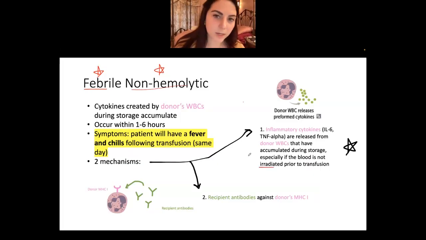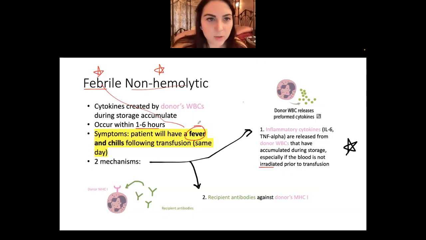If you don't irradiate blood before you give it to a patient, what can happen is the donor's white cells, like the neutrophils within the donor blood bag, during storage, just sitting in the fridge, just start making cytokines. It just happens. And usually you irradiate the blood and that gets rid of these cytokines. But in this instance, you forgot, or you didn't do it soon enough before the transfusion. This can happen anywhere within 1 to 6 hours after, but within that same day the patient's going to have a fever and chills. So fever, febrile, and chills, but no hemolysis is happening. It's not like this.